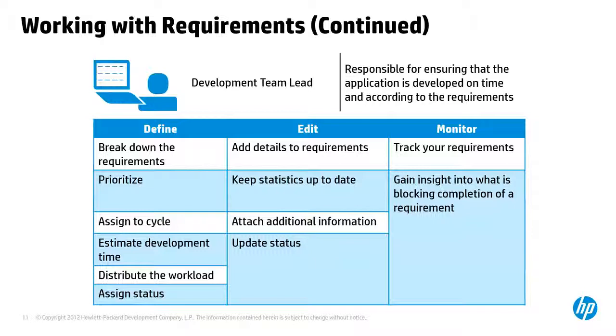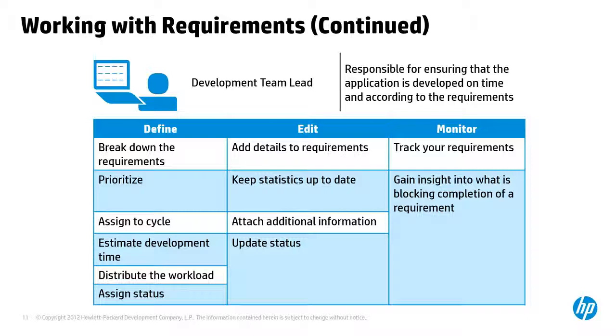Moving along to a development perspective, a development team lead is usually responsible for ensuring that we meet our requirements. They're building this bridge that the actual business wants. They want to build this software to meet the requirements. In the definition phase, they usually break down the requirements, prioritize them, and assign them to a cycle if we were using releases and cycles. They would estimate development time and distribute the workload. Essentially, they take what the business wants, break it down, and distribute the work amongst their team.